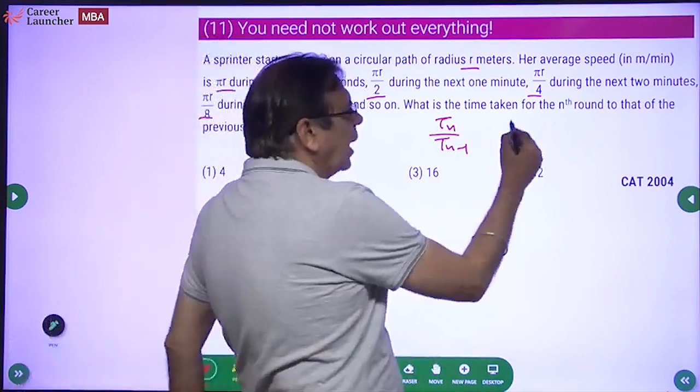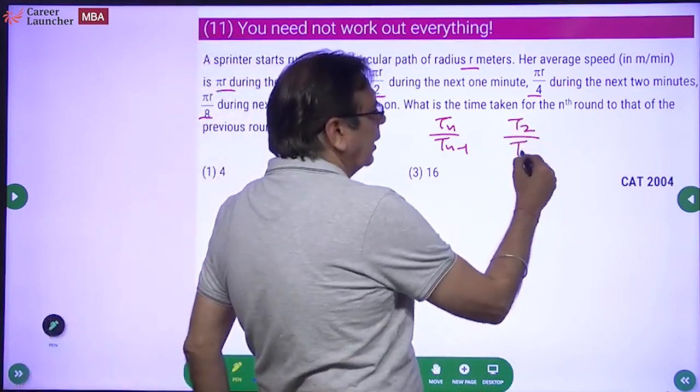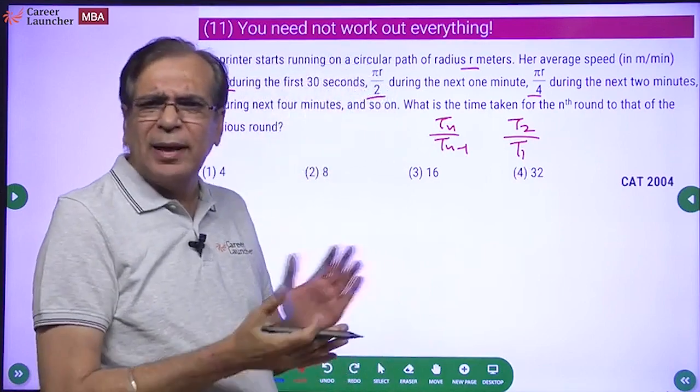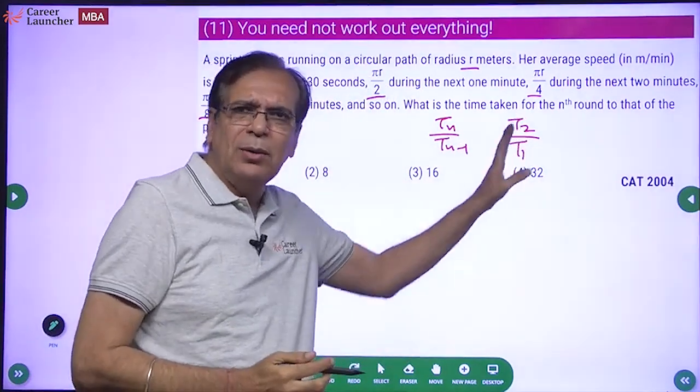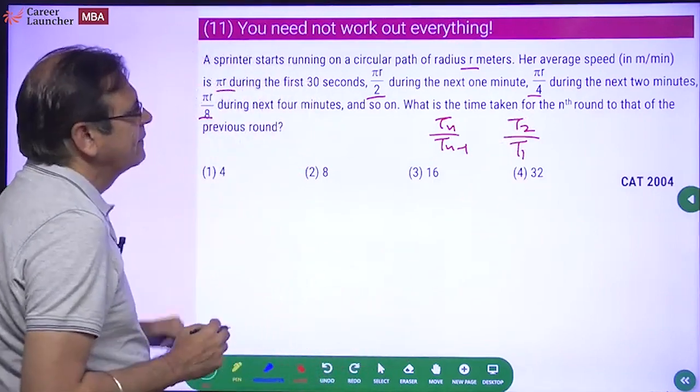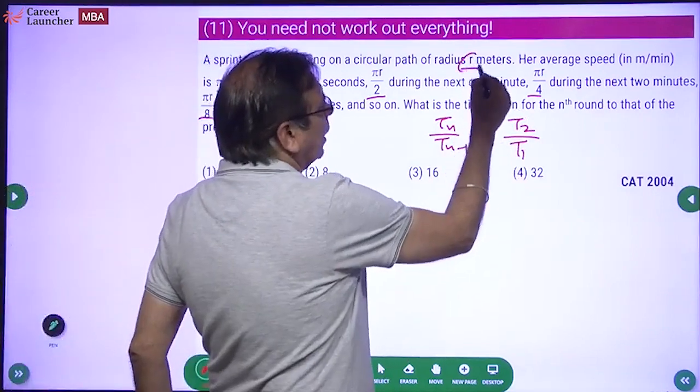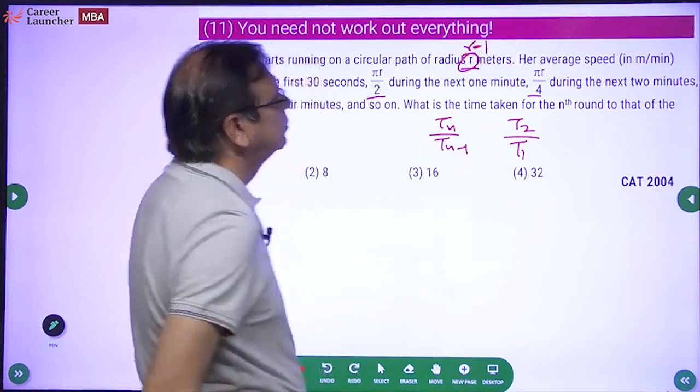I will say, find out the time taken for the second round divided by the time taken for the first round. That is what I need to do. So I don't need to do the entire tamasha. I am only looking at second round time divided by the first round time. To make my calculations, what will I do? R equal to 1. Okay.